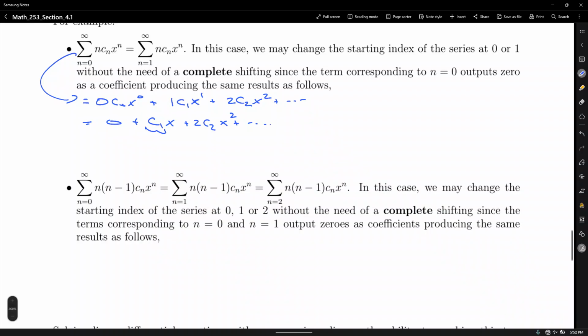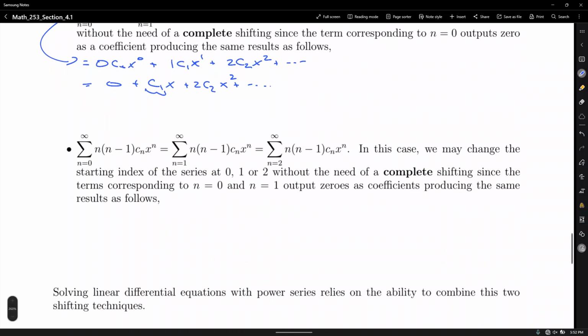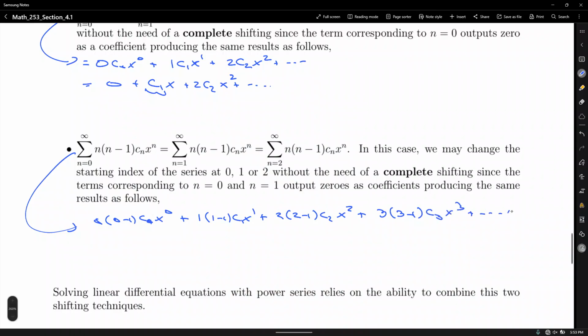The reason is because if I expand this one, that's 0 times 0 minus 1, c sub 0, x to the 0, plus 1 times 1 minus 1, c sub 1, x to the first, plus what's the next one? 2 times 2 minus 1, c sub 2, x squared, plus 3 times 3 minus 1, c sub 3, x cubed plus dot dot dot.